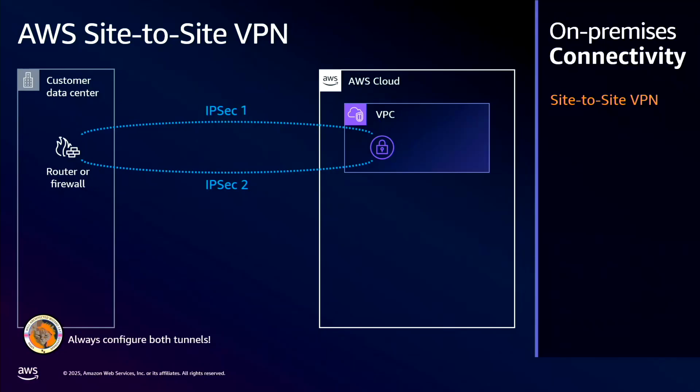There's two parts really. There's a logical piece and a physical piece. The logical piece is your container for all your settings inside the VPN, and then the physical piece are the two physical tunnels that you build as part of that VPN.